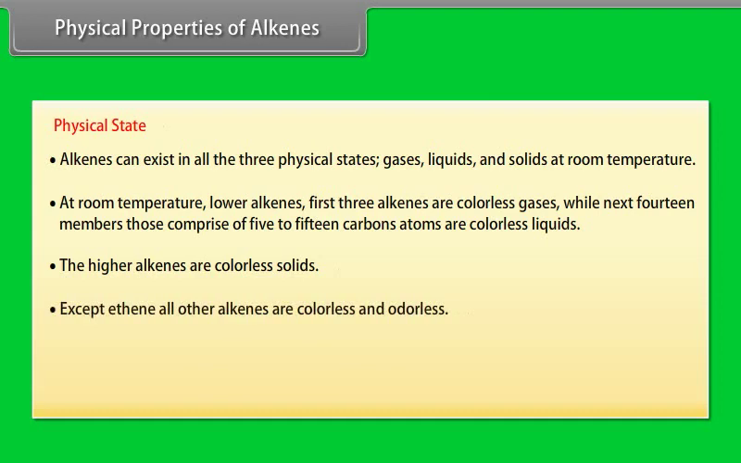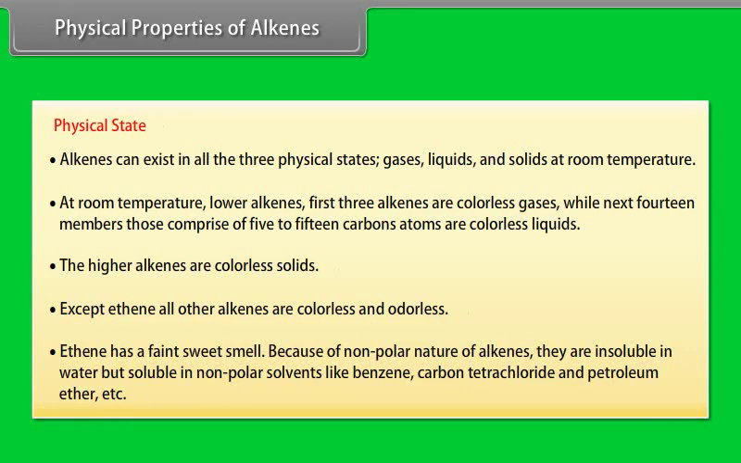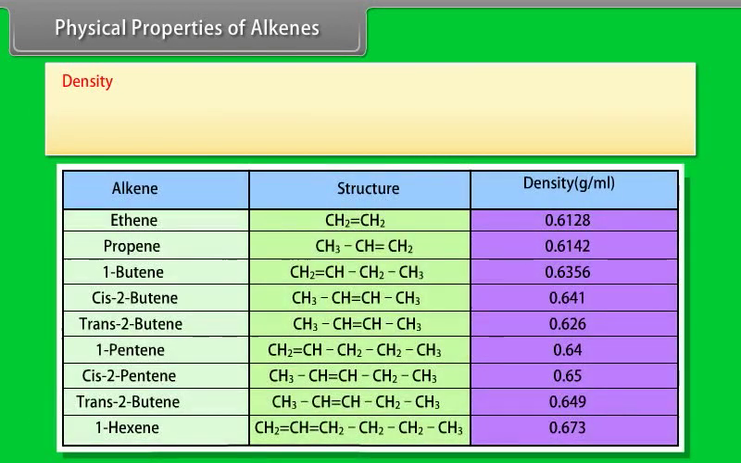Except ethene, all other alkenes are colorless and odorless. Ethene has a faint sweet smell. Because of the non-polar nature of alkenes, they are insoluble in water, but soluble in non-polar solvents like benzene, carbon tetrachloride and petroleum ether, etc. Density.